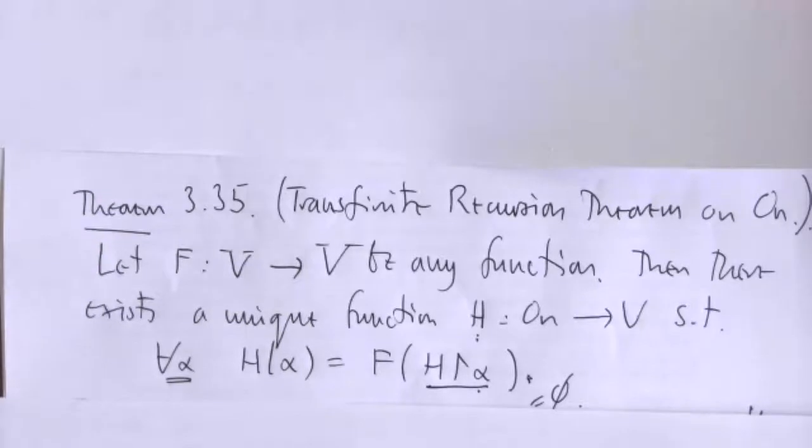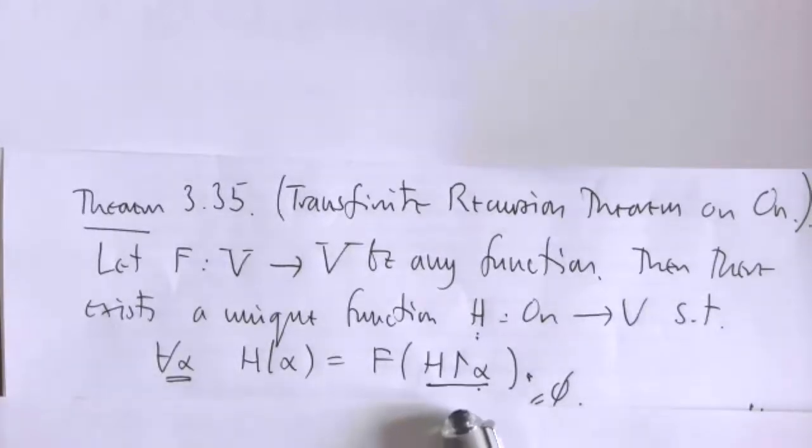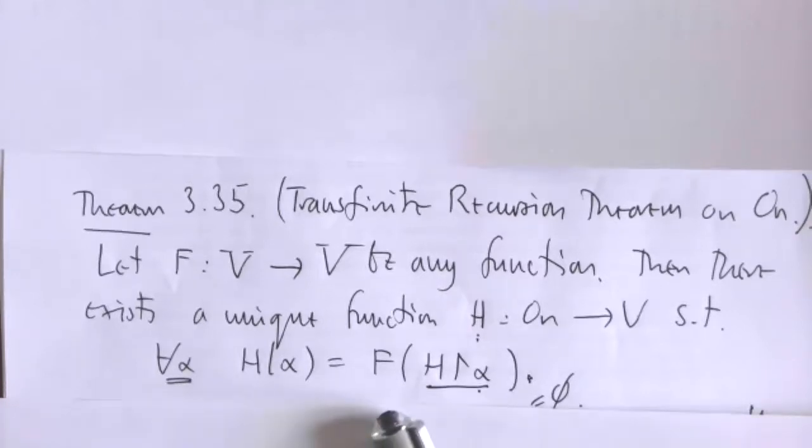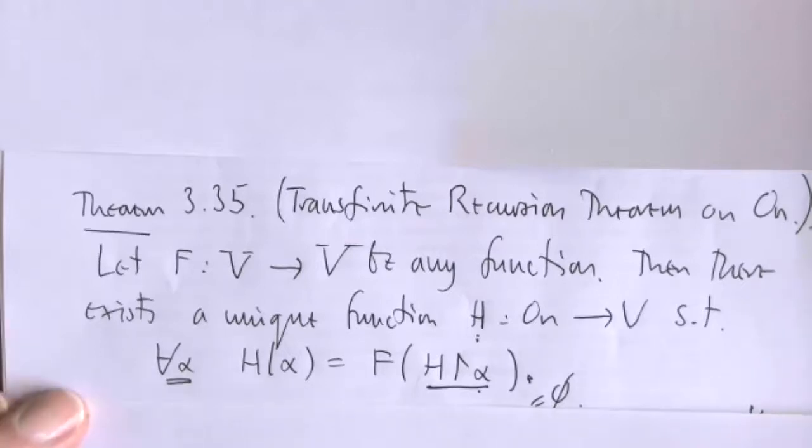So to remind us what that looks like, this is theorem 335. The data we're given, in fact, is just the one function, capital F, from sets to sets. And there exists a unique function h, which is going to send the ordinals into sets. And the idea is that h of alpha will depend upon the previous values of h of beta for beta less than alpha. We'll line all those values up and apply F, and that'll tell us what the next thing is. That's how it's going to work.